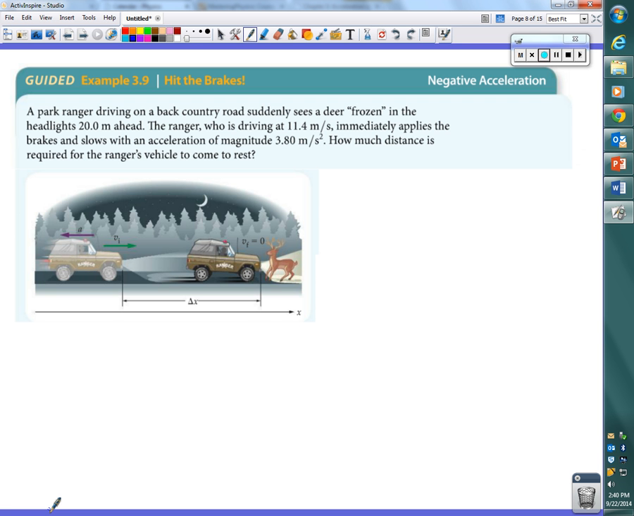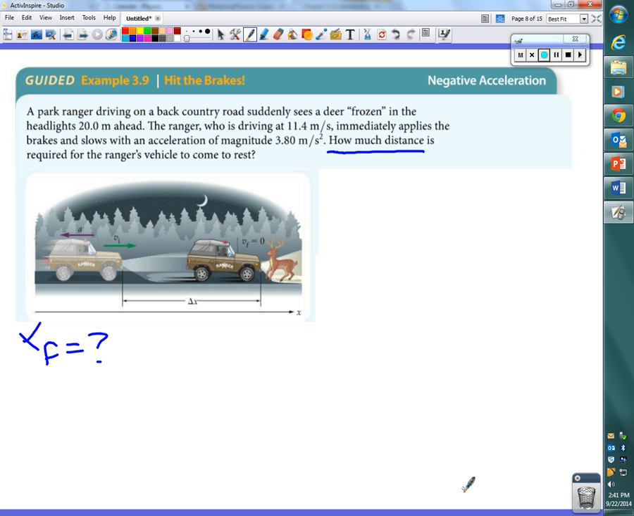So, first things first, right? Establish this pattern. What are we looking for in this problem? If it says how much distance, not final velocity, final position, right? So, x final is our unknown. Where does this ranger's car end up? If it's asking us about distance, it's asking us about position, okay?